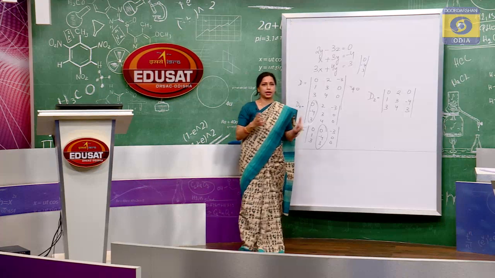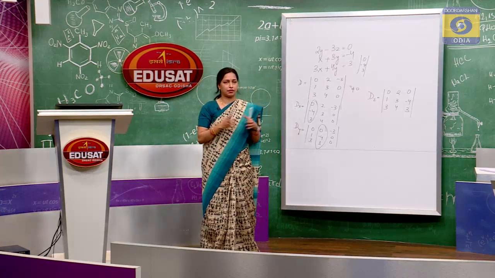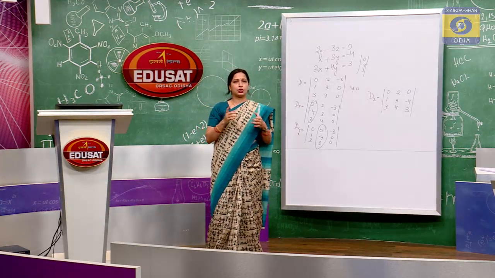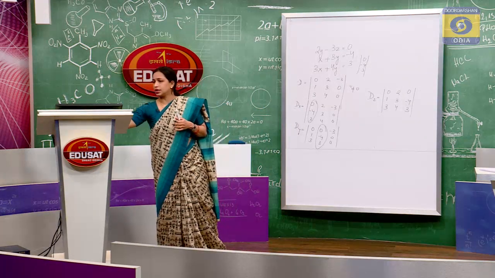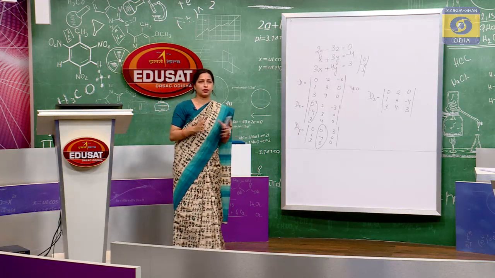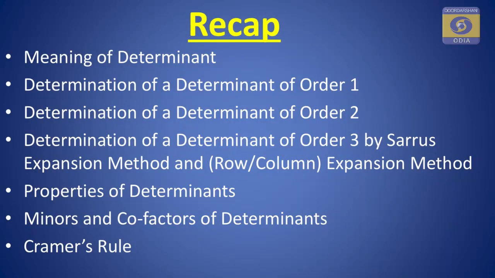Now, let us do a quick recap of the entire chapter that we have discussed so far. So, here you can see in the slide what we have covered so far. We have covered the meaning of determinant. So, determinant is basically a numerical value that is obtained from a square matrix. A square matrix is a matrix where the number of rows must be equal to the number of columns, right. Then we have discussed how to find the value of the determinant of order 1, order 2 and order 3 as per your syllabus, right.